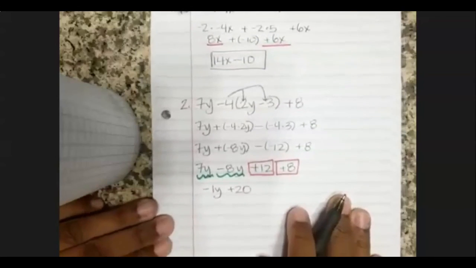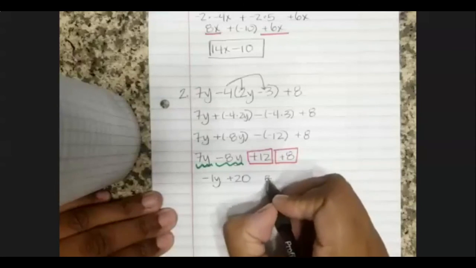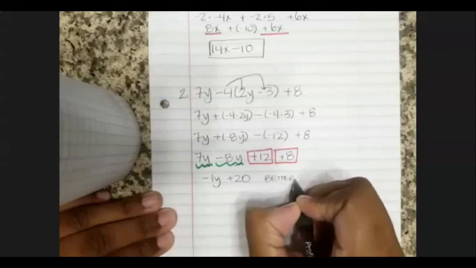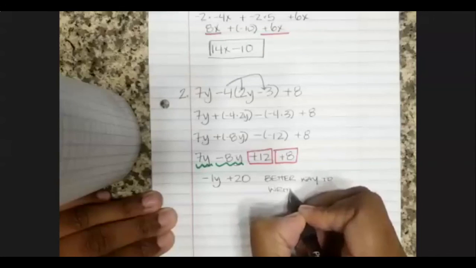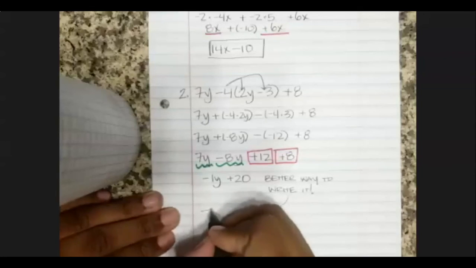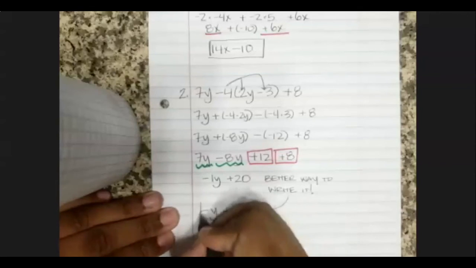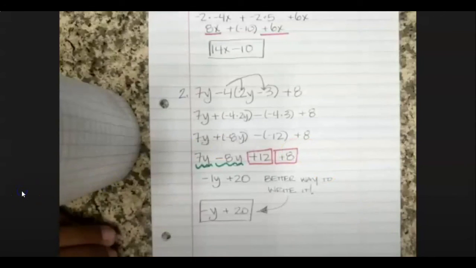So notice here how we have the negative 1y plus 20. And remember that ones normally we do not write. So we're going to look at a better way to write this answer. So we just drop the 1 off because remember we know that the 1 is understood to be there, so we don't need to write it. So a better way to write the answer would be just negative y plus 20.